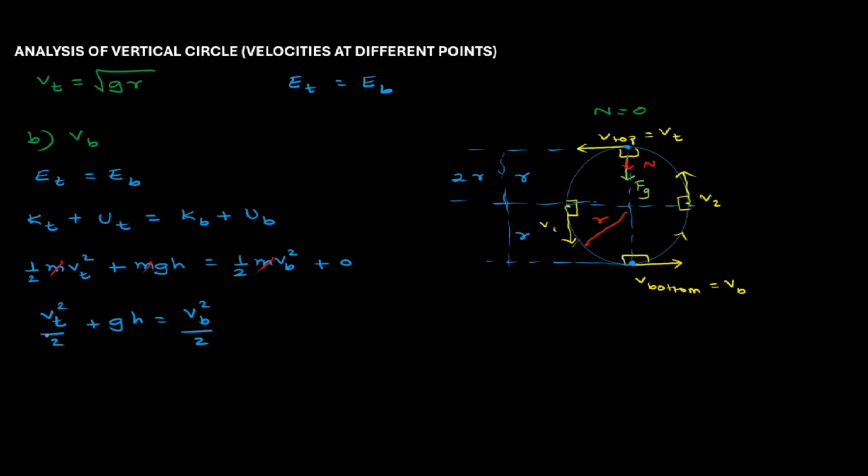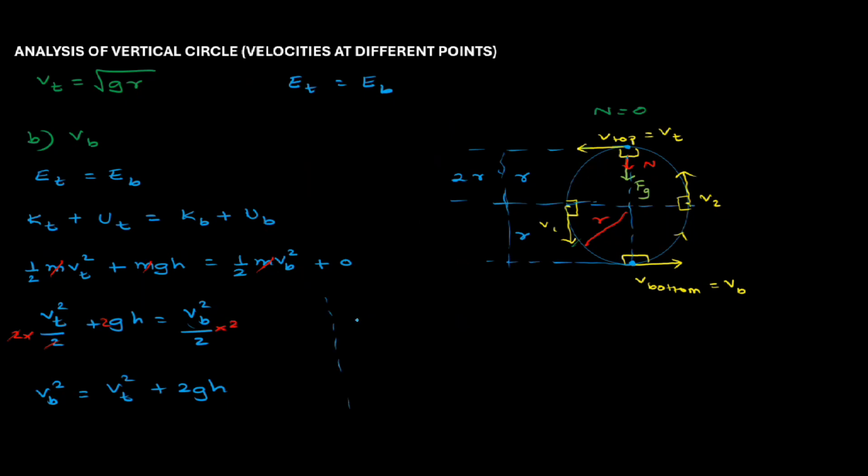I'm going to multiply by 2 on both sides because I need to find the velocity at the bottom and I need to keep this term here alone. So multiply by 2 on both sides and rewrite for vb. I get vb squared equals vt squared plus 2gh. When I multiply by 2, this 2 here gets cancelled and this becomes 2gh. And the 2 with vb is also removed.